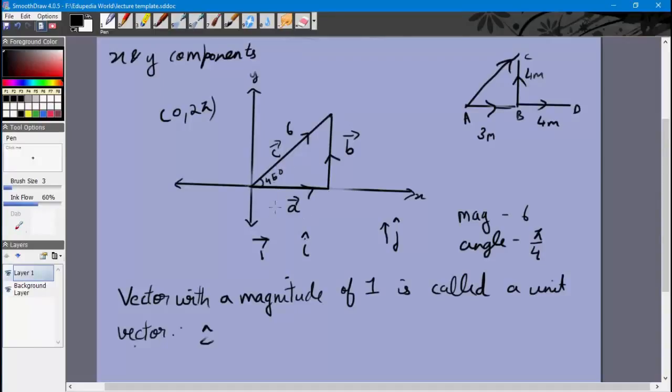Now let's look at what these two lengths are. If this is 6, this is 6 cos 45, that is 3 root 2, and this is 6 sin 45, also 3 root 2. So a vector of magnitude 1 in the x direction is I. What is a vector of magnitude 3 root 2 in the x direction? 3 root 2 I, where 3 root 2 is the magnitude and I is the unit vector which denotes a direction. That's the purpose of a unit vector. It denotes the direction.